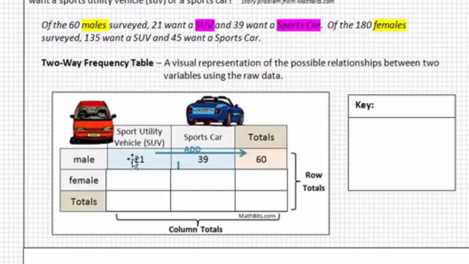So this first row tells us that 21 males wanted an SUV, 39 males wanted a sports car, and 60 males in total were surveyed. Now we can do the same thing for females. 135 wanted an SUV, so we'd put 135 here.